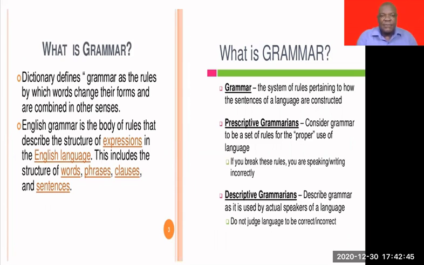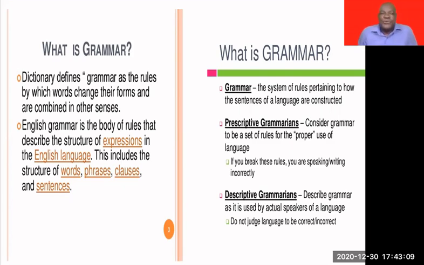Dictionary defines grammar as the rules by which words change their forms and are combined in other senses. English grammar is the body of rules that describe the structure of expressions in the English language. This includes the structure of words, phrases, clauses, and sentences.